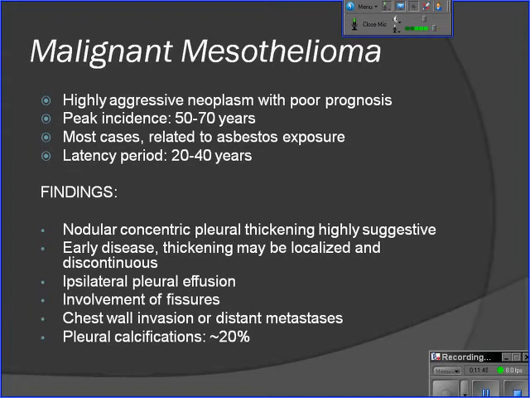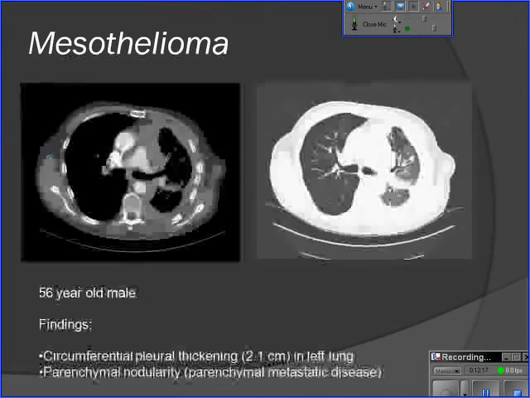So some of the common findings on CT, predominantly nodular concentric pleural thickening, are highly suggestive of malignant mesothelioma. With early disease, the thickening may be more localized and discontinuous. Ipsilateral pleural effusion is usually seen, and involvement of the fissures is common. As well, other things to look for include chest wall invasion and distant metastases, and you can see calcification related to malignant mesothelioma as well.